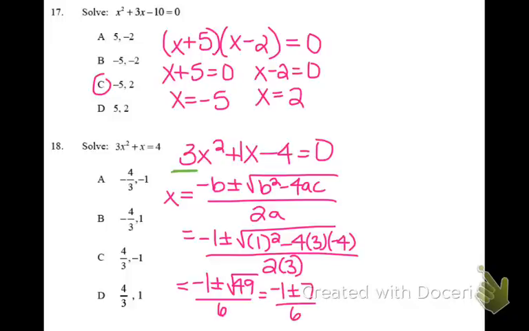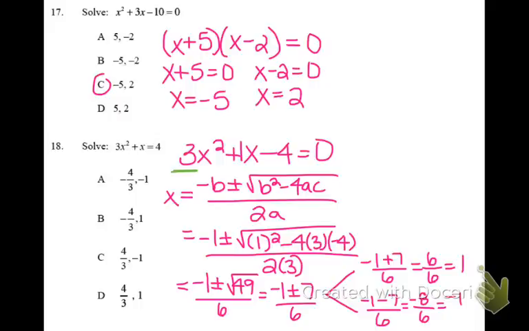Now to get your two answers, we need to separate. So I have negative 1 plus 7 divided by 6, and negative 1 minus 7 divided by 6. So negative 1 plus 7 is 6 over 6, which is 1. Negative 1 minus 7 is negative 8 over 6, which can be reduced. Divide them both by 2, and that gives you negative 4/3. So you have positive 1 and negative 4/3. Correct answer for that is B.